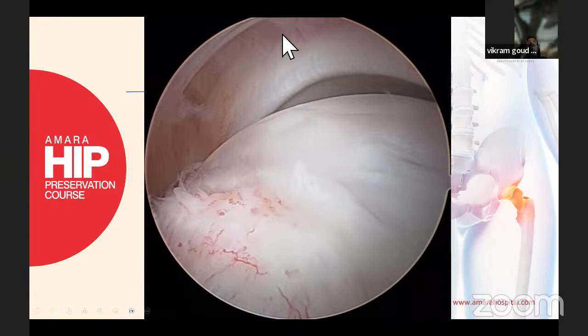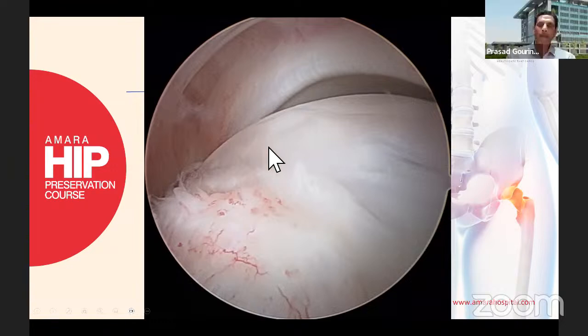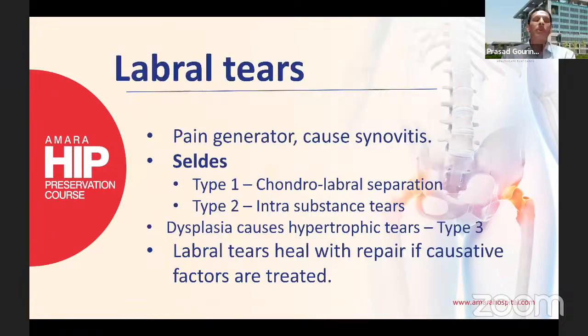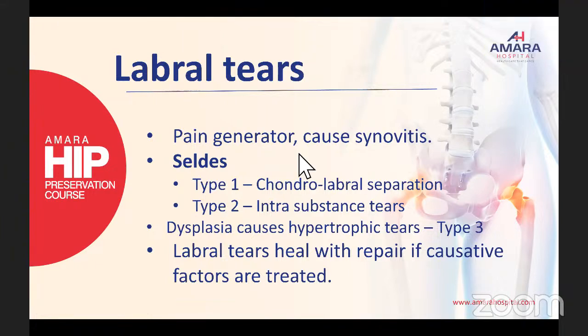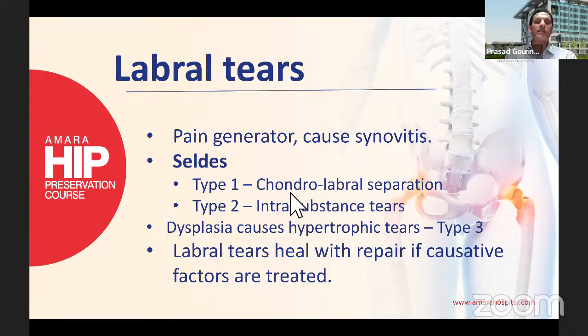So, a little bit on labral tears. Labral tears are not diagnostic of anything. A labral tear is the first thing that happens in most painful hips. So it's more like a pain generator, and it causes synovitis. There are two types of labral tear actually described, and I'm going to add a third type for you. Seale described this: type 1 is a chondrolabral separation, like the cleft we saw, or a pathological chondrolabral separation, usually from cam impingement.